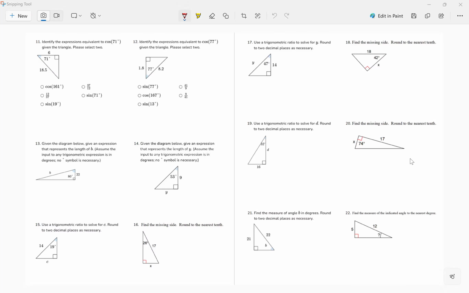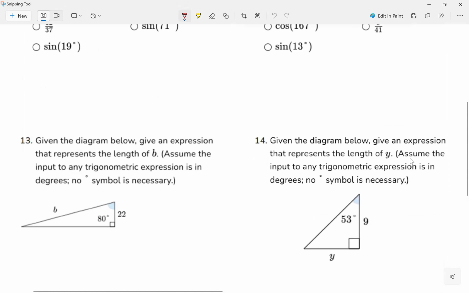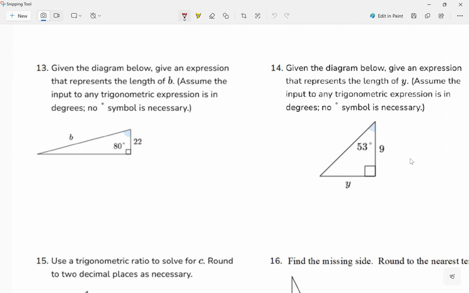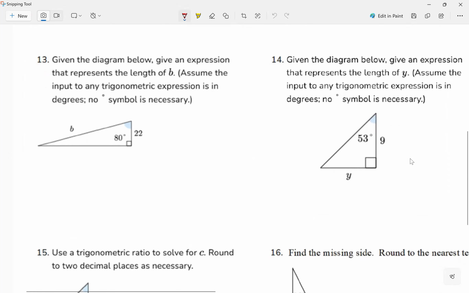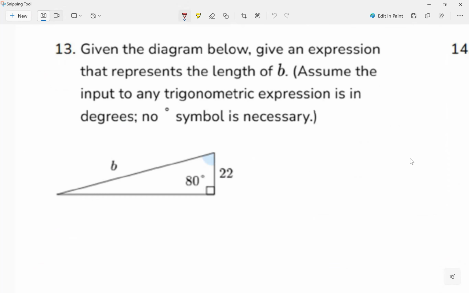Okay, so let's take a look at questions number 13 and 14 for today. So number 13, given the diagram below, give an expression that represents the length of B. Assume the input to any trigonometric expression is in degrees, so you don't need to write the degree symbol. So no degree symbol is necessary.